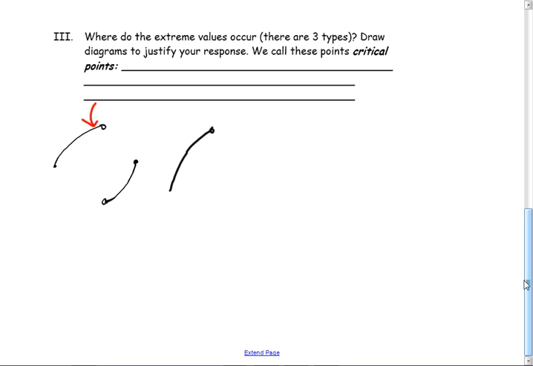Let's look at open circle too. Is there a maximum or minimum value here? No. How about, is there a minimum? What if I do this?